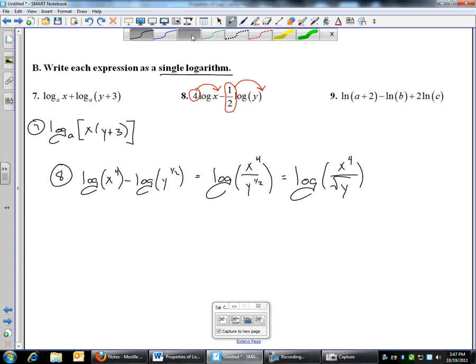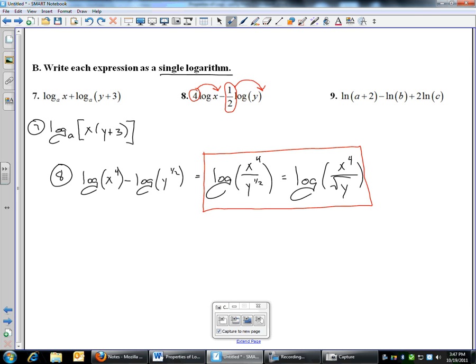I know the Math League of America hates leaving square roots in the denominator, but I'm not a paying member of the Math League of America, so I don't care what they say. We'll leave that square root in the denominator. So that's how we'll combine number 8.